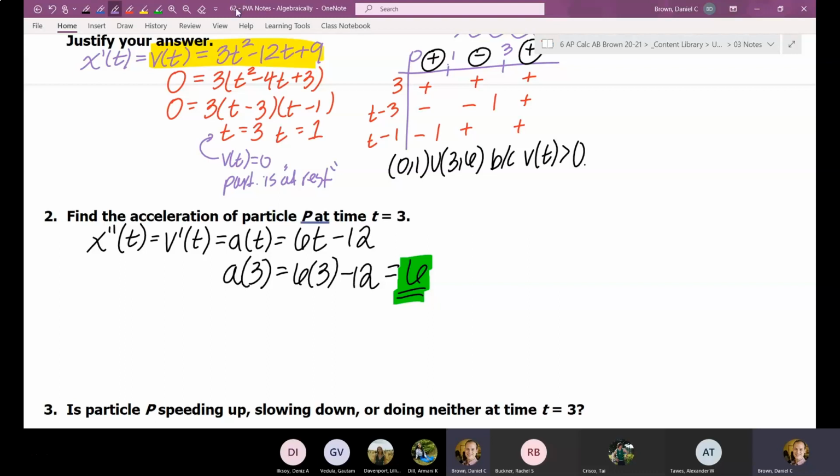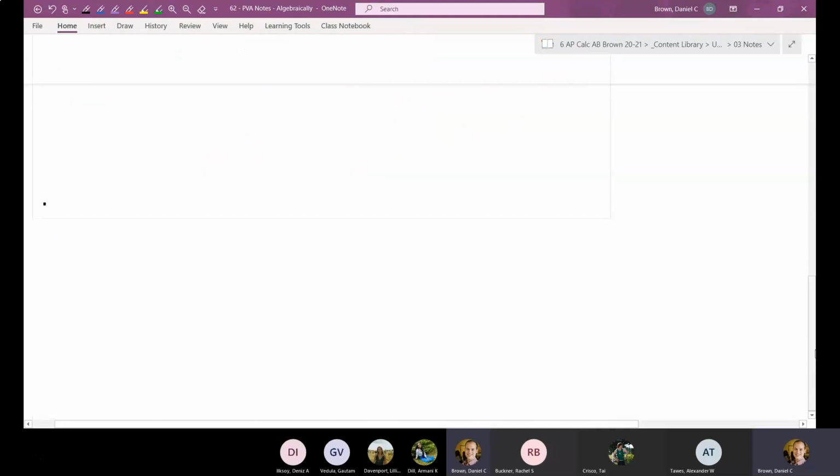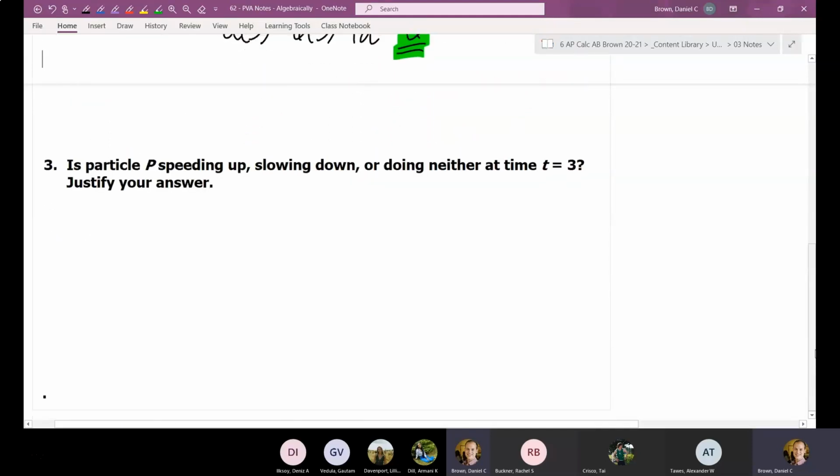Last one, and again, I do a lot of examples using speed just because that is what students mess up on. So this says, is the particle speeding up, slowing down, or doing neither when t is equal to 3? So let's think about this again. If I am talking about something speeding up or slowing down, what 2 things do I need to look at? Velocity and acceleration. So we basically need to figure out what v of 3 is and what a of 3 is.